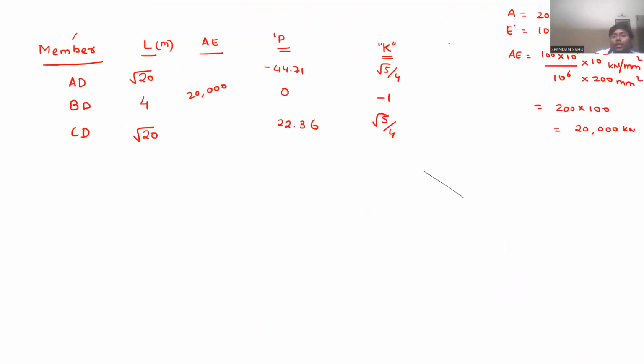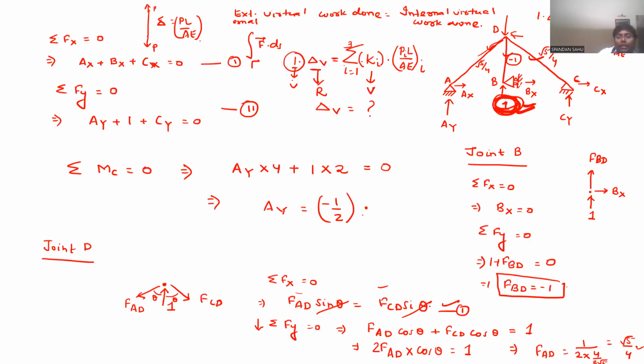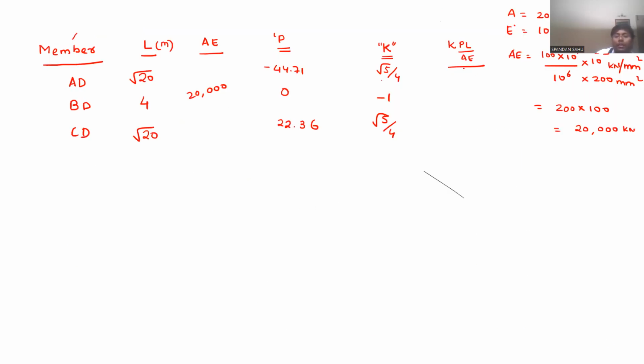Now, this is K into PL by AE. Now check: K is this, P is this, L is this, A is this. So you have to find the value of K PL by AE, because you have to find this part, and that will be the real displacement at that joint. So now you check, this will be how much? Can you tell the value? Okay, I'm calculating.